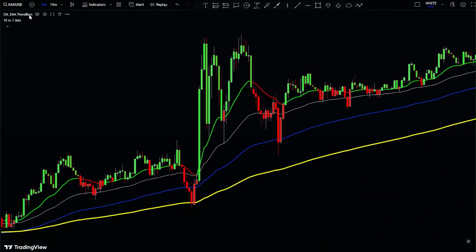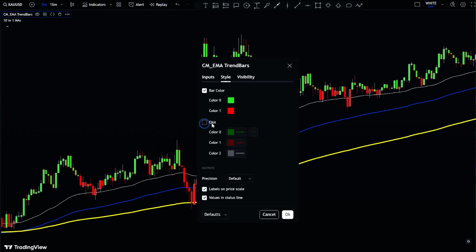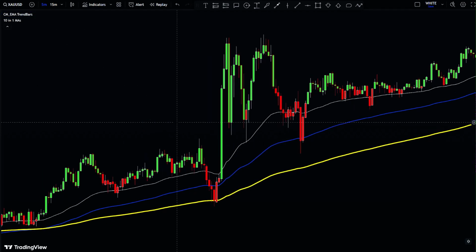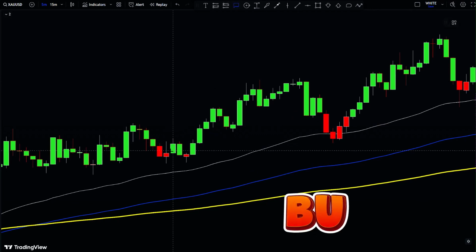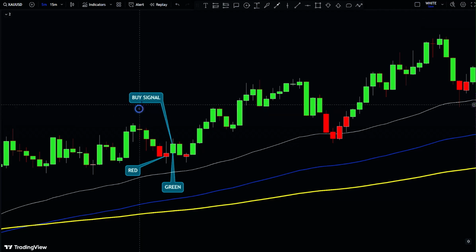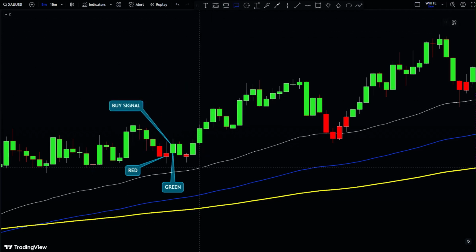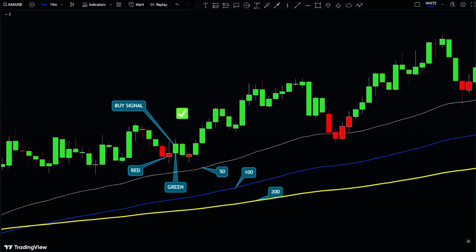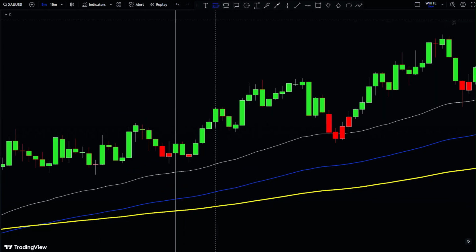Alright, it's time to put the 10 and 1 different moving averages indicator into action. First things first, keep an eye out for changes in the EMA line or bar colors, in case we've got a green bar, signaling a buy opportunity. Next, let's check the MA lines. You'll notice that the signal candle is above the 50, 100 and 200 EMAs, showing an uptrend. With all these conditions lining up, it's time to enter that buy trade.